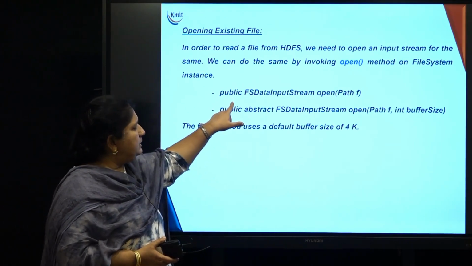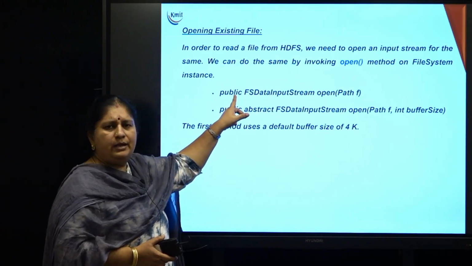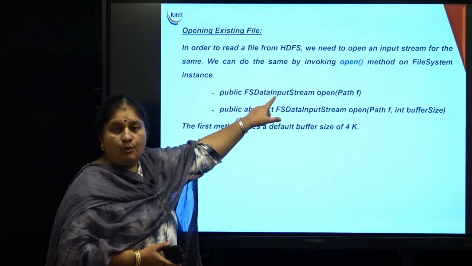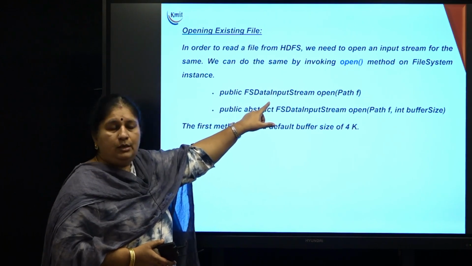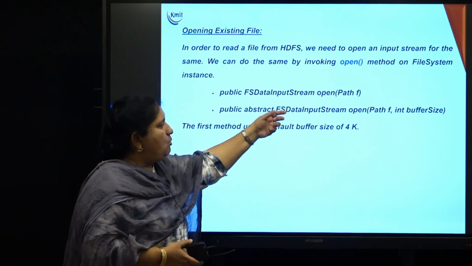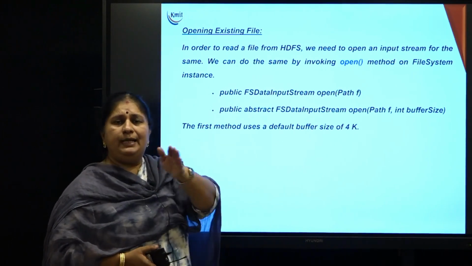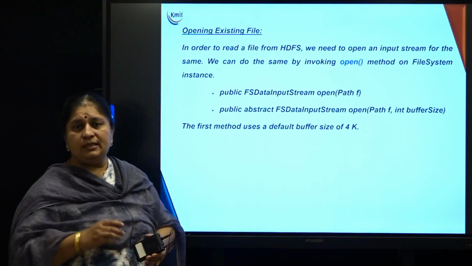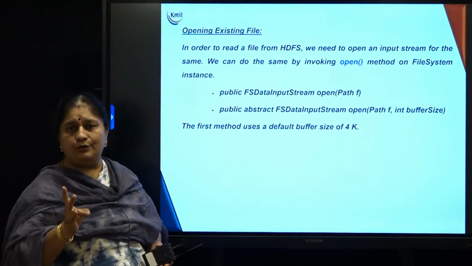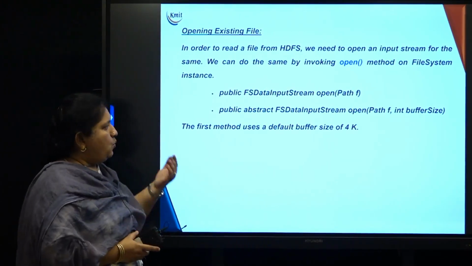This is a public method belonging to FSDataInputStream. FS should always be understood as file system. I want to read contents from a file, so you have an option to work with an input stream, FSDataInputStream. What is the method? Open, and you should specify the complete path of the file. While specifying the path of the file, you can specify absolute notation or relative notation for the path, as per your convenience.